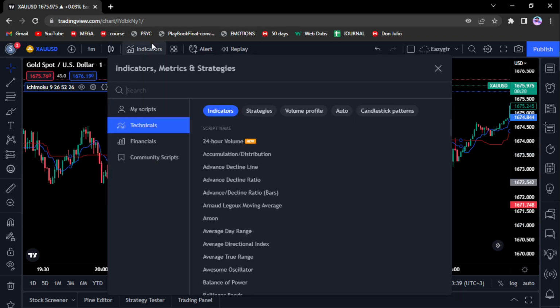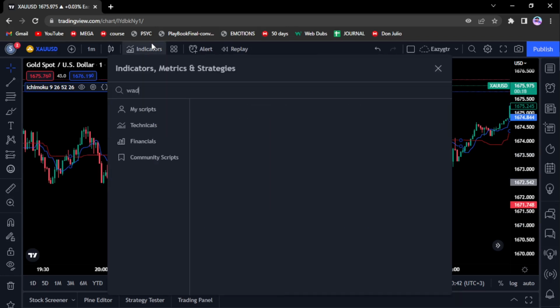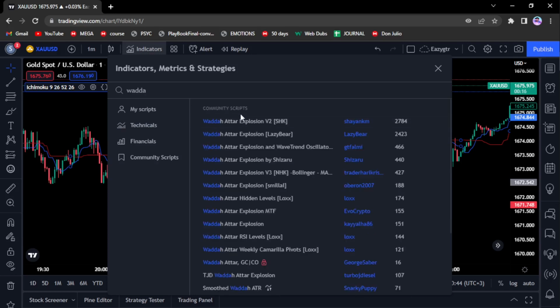The second indicator will be our volume indicator, known as Waddah Attar Explosion. So the first one, version 2 by Cheyenne KM. Have this on your charts.